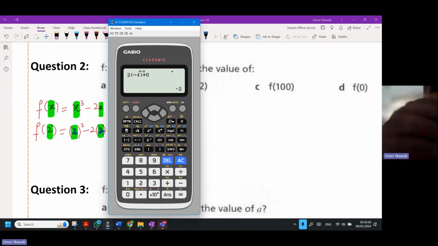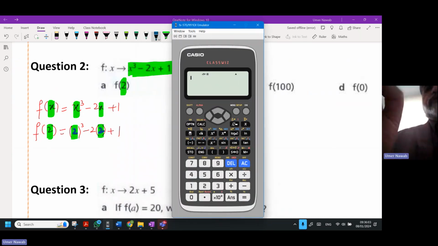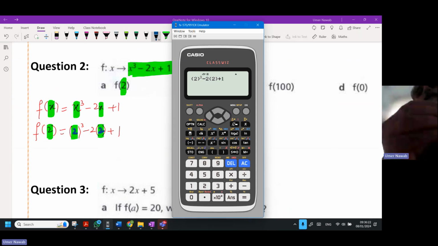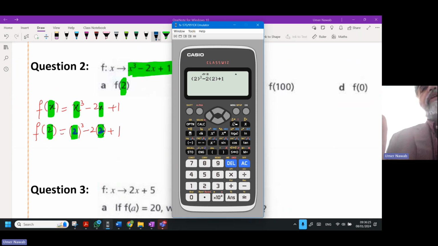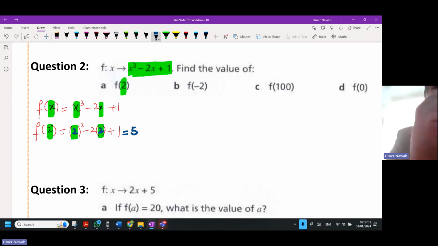Now, may I use my calculator? When I use my calculator, I write bracket open and close in the place of x and raise to the power 3, then -2, bracket open and close, plus 1. In the brackets, I have to insert my input, which is 2. After inserting the input, I'm ready to get my output, press the equal sign, 5. So 5 is my output. Let me copy. If input is 2, output is 5 as per the rule.